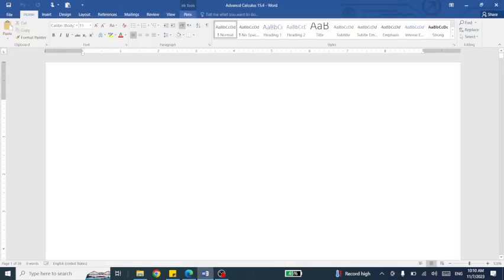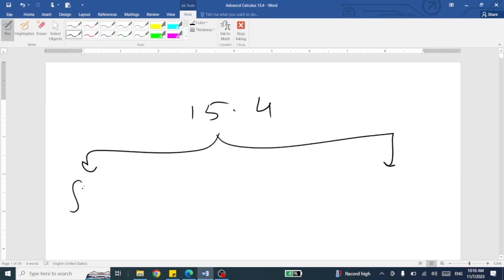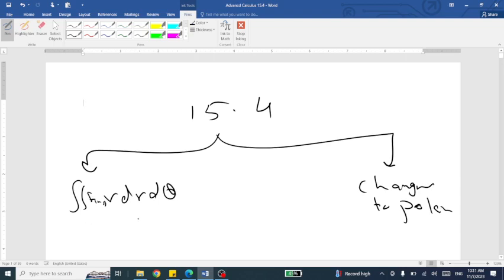We are going to talk about two things. First, double integrals by using polar coordinates, changing to polar. Here we have r dr d theta. Let me say f of r and theta. This is the first one.